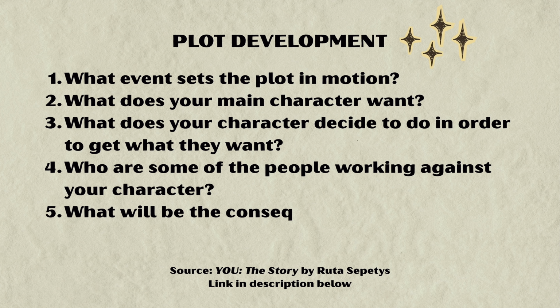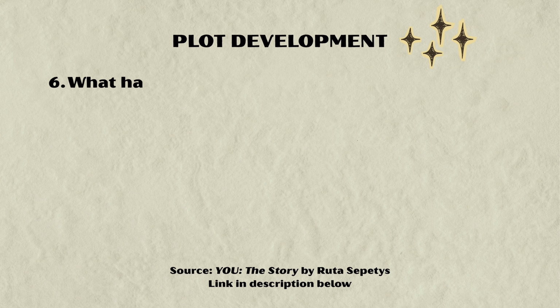The fifth question covers the stakes, which asks, what will be the consequence if the plan does not work? Sometimes the consequence isn't so obvious. It can be subtle, like an internal fear. The sixth question asks about the bleakest moment in your book. So it asks, what happens to make things look hopeless?